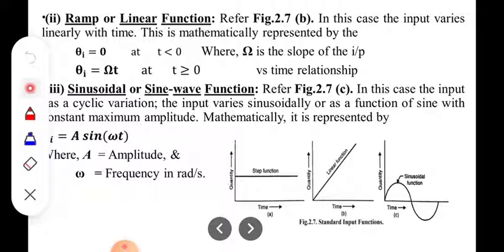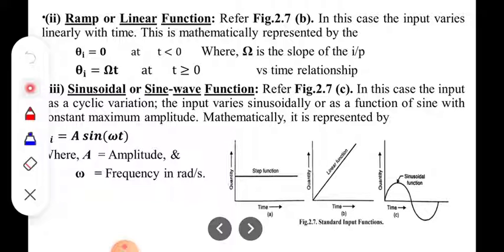Okay, in this case the input varies linearly with time, and this is mathematically represented by a line parallel to the x-axis and perpendicular to the y-axis. Means what? In this case the input varies linearly with time, and this is mathematically represented by theta I equal to 0 at t less than 0, and theta I equal to omega t at t greater than or equal to 0 versus time relationship.